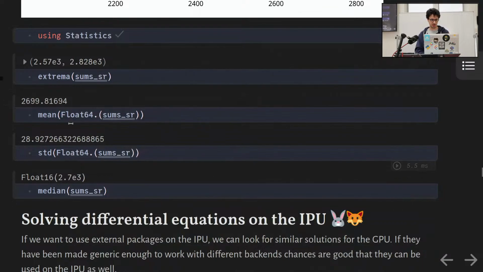And here there are some statistics. The extremes of this distribution are between 2,500 and 2,800, which is pretty much around the expected result, but none of them is 2,048. The mean is almost 2,700, and the median is exactly 2,700.